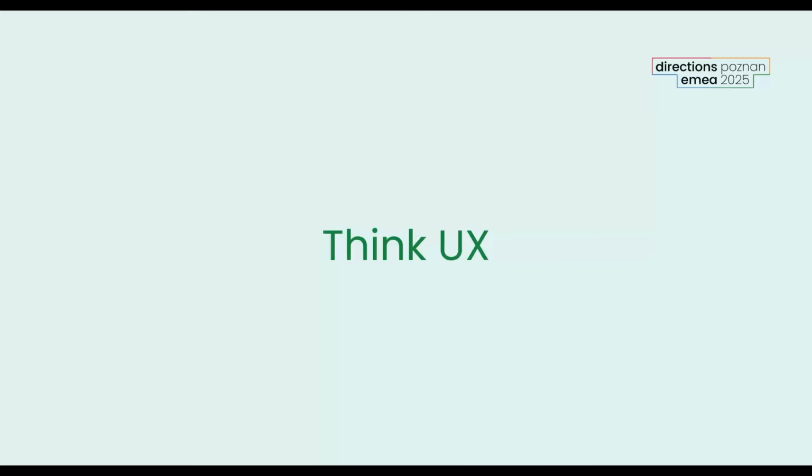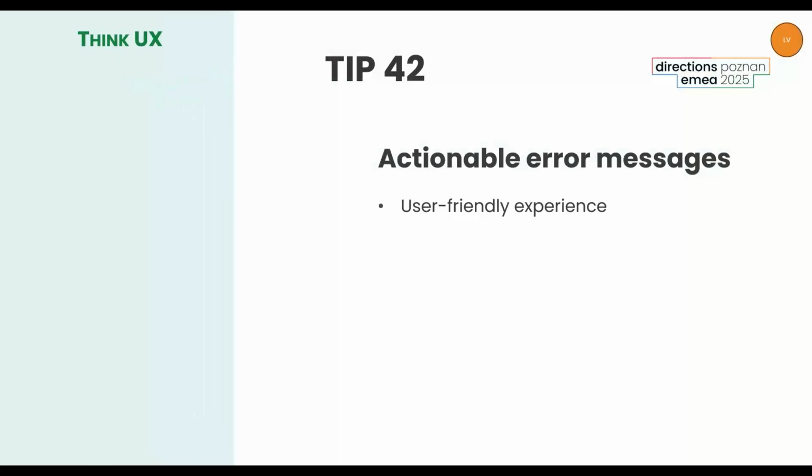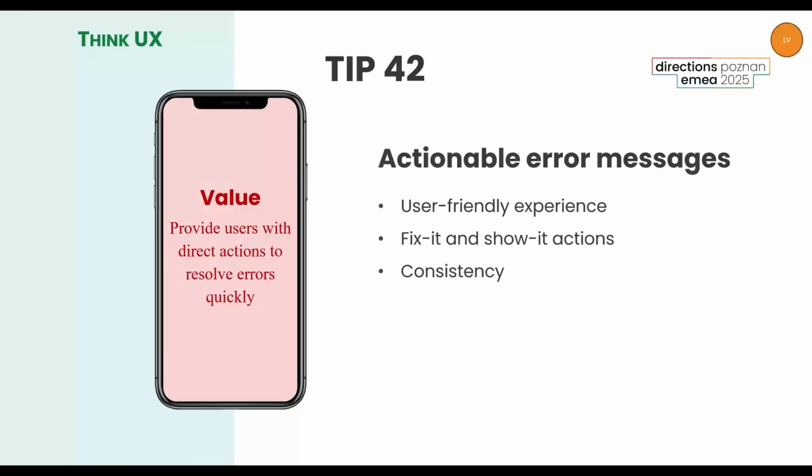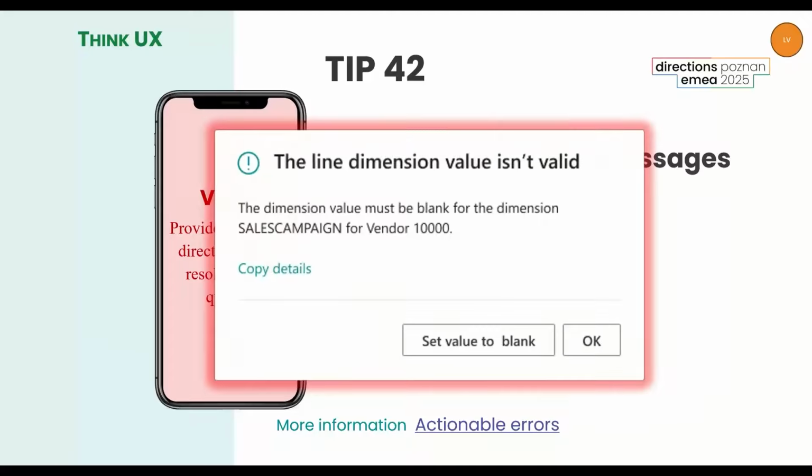The reference is to an Areopa webinar I did a long time ago. Think UX, the last topics, last tips. Make use of actionable error messages so you get a user-friendly experience and it's not blocking them. You can also make use of a button where you can say, this is the way you can fix it, set value to blank in this case, for example. So provide the user an easy way to act upon a message.